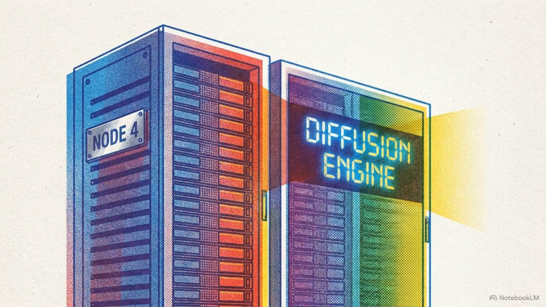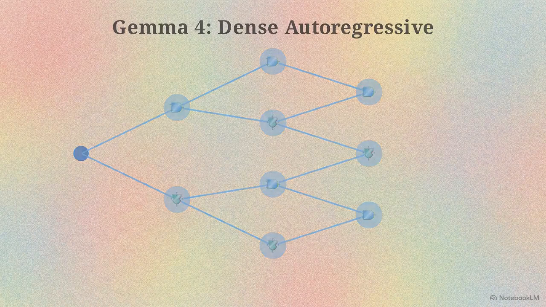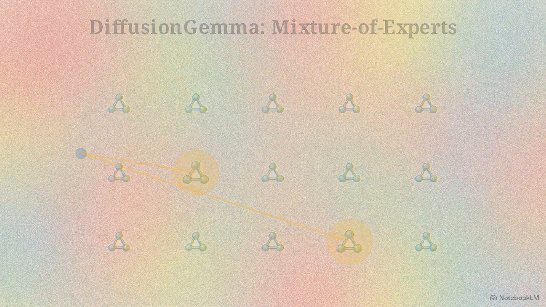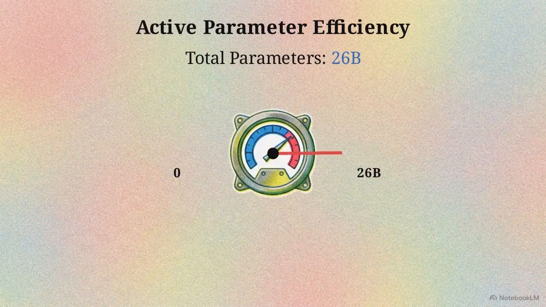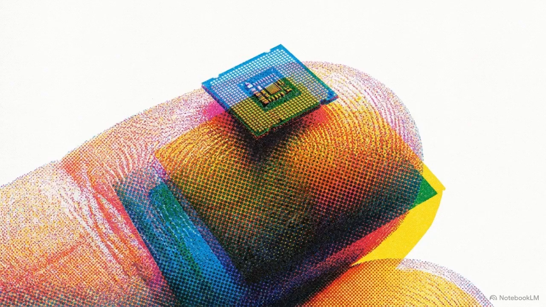To see how this works, we have to look at Google's two sibling models. Gemma 4 is the flagship autoregressive engine, built specifically for multi-step logic and complex planning. Its experimental counterpart, DiffusionGemma, relies on a mixture of experts architecture, meaning it routes tasks to specific, smaller subnetworks rather than running the entire model at once. While it houses 26 billion parameters in total, it only activates 3.8 billion of them during any given inference step. This keeps the memory footprint tight and the computational overhead low.